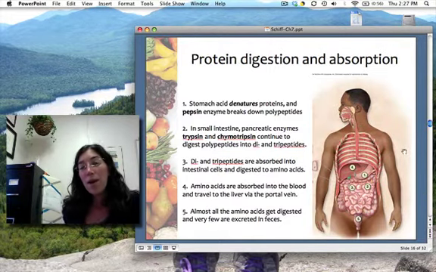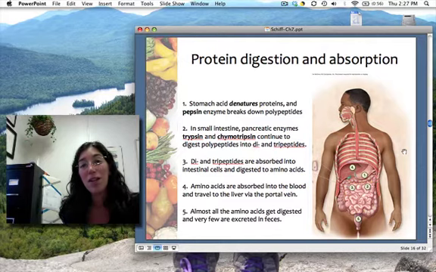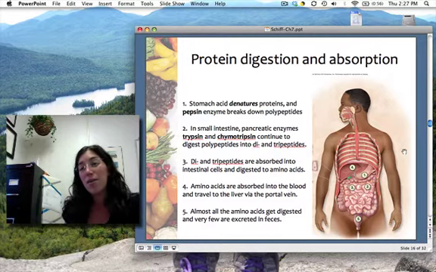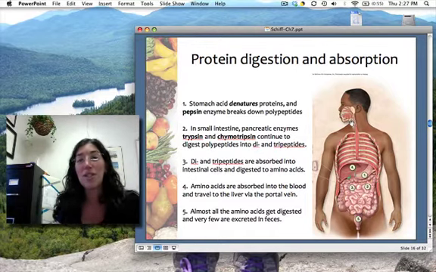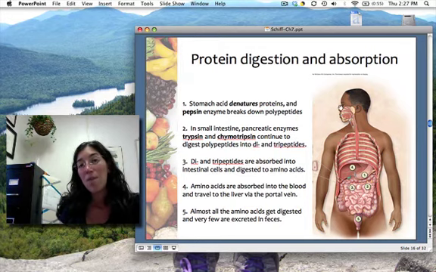So we get a lot of proteins from food, and when we eat foods that have a lot of protein in them, we have to break those proteins, those polypeptides, down into amino acids that we can absorb and use to build our own proteins. Okay, so let's walk through the steps of protein digestion and absorption. Number 1, first of all, I guess number 0, notice that nothing happens to proteins in the mouth. We really don't begin protein digestion until the stomach.